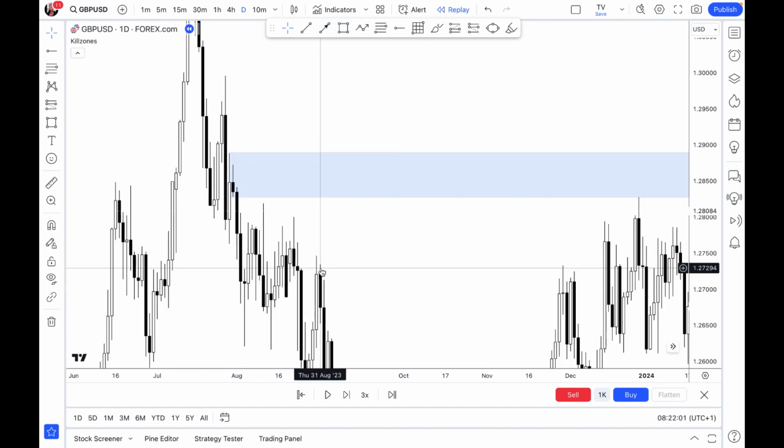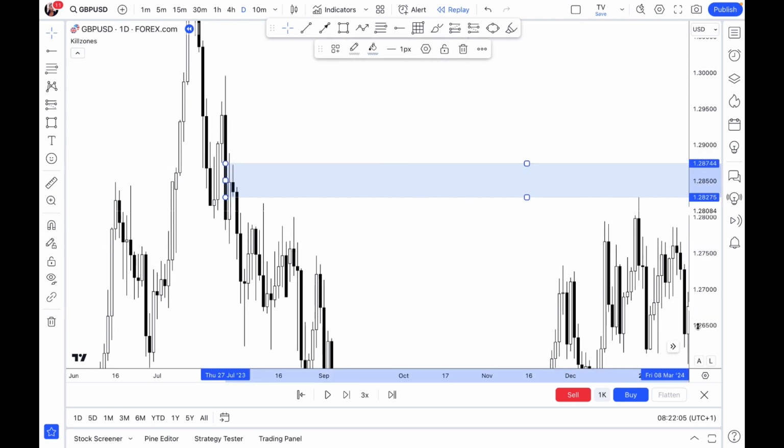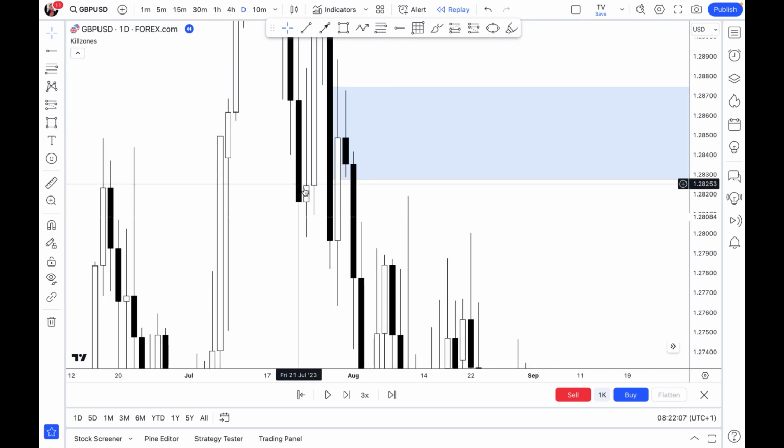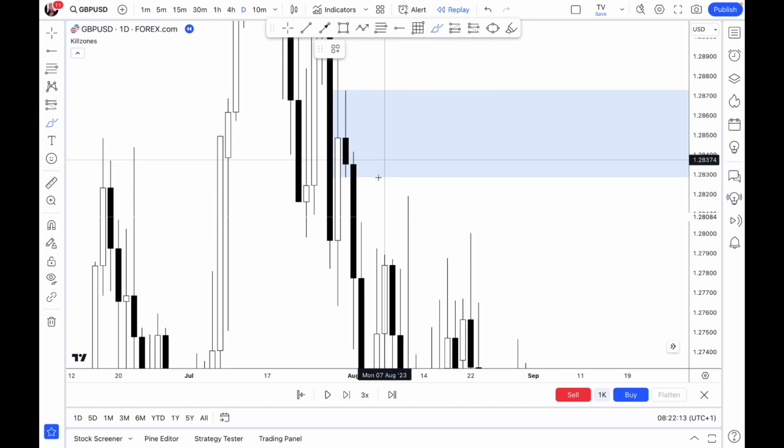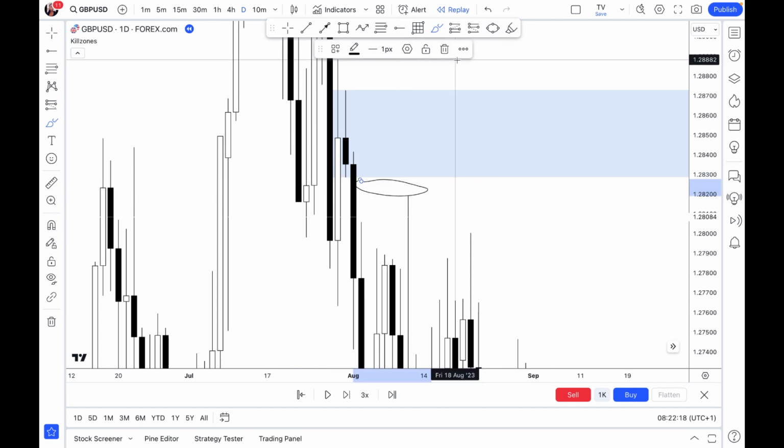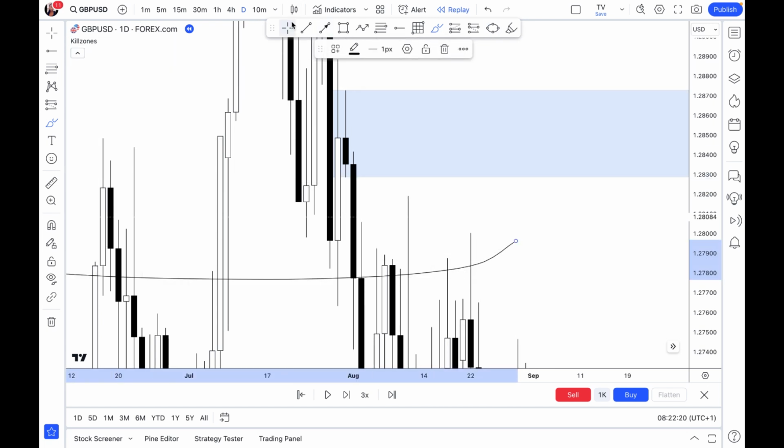Coming to Friday, which was NFP, I came on the daily time frame and I spotted this level of supply with little imbalance. You can see that at this level right here, there was little imbalance to be filled up. So my bias straight away was for sell actually.